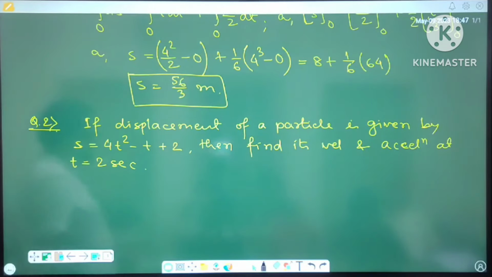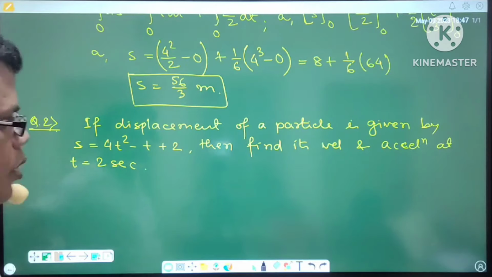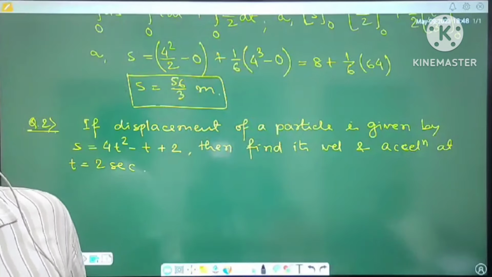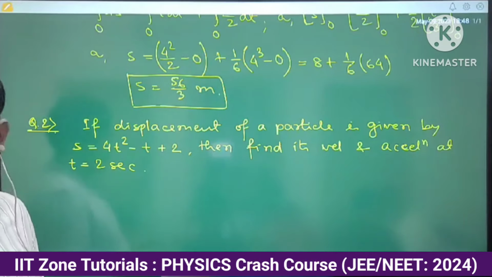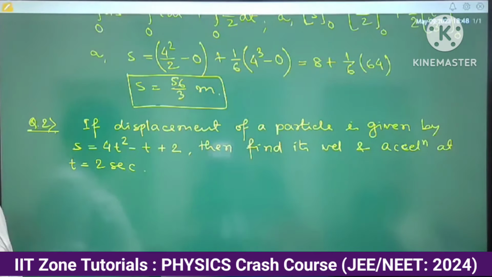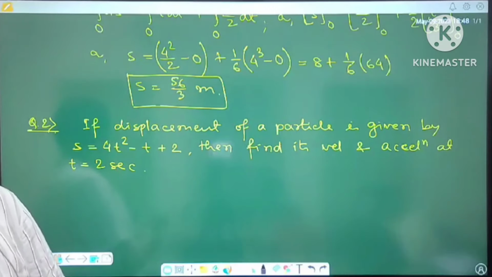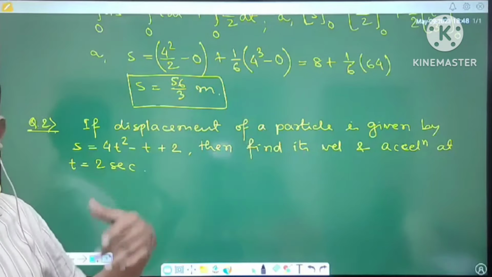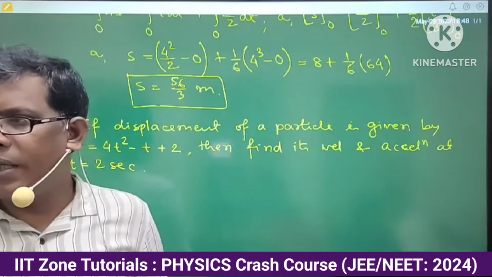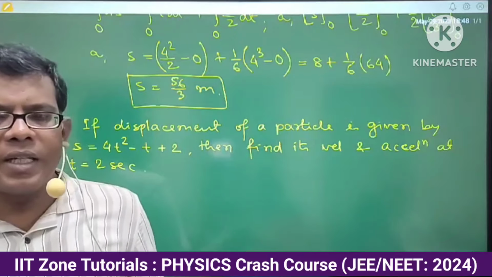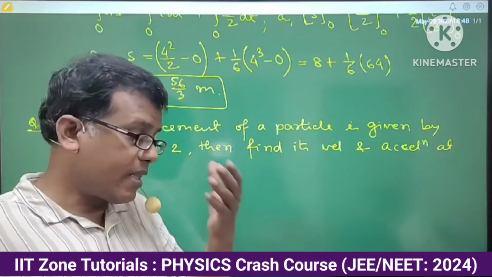The displacement of a particle is given by s is equal to 4t square minus t plus 2. Then find its velocity and acceleration at t equal to 2 seconds. Okay, here the displacement time relation is given, so what do we have to do to find the velocity? Here we have to do differentiation, because the displacement relation is given, and from there I have to reach the velocity relation. Again, the velocity relation we reach, if we differentiate it further, we will get the acceleration relation.